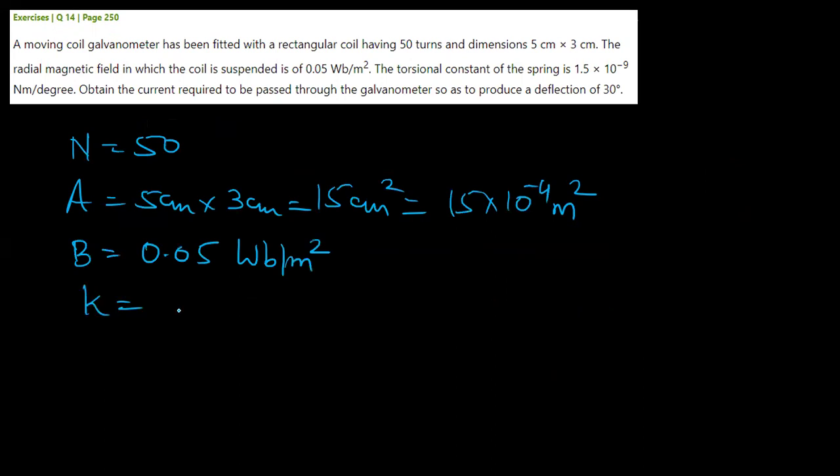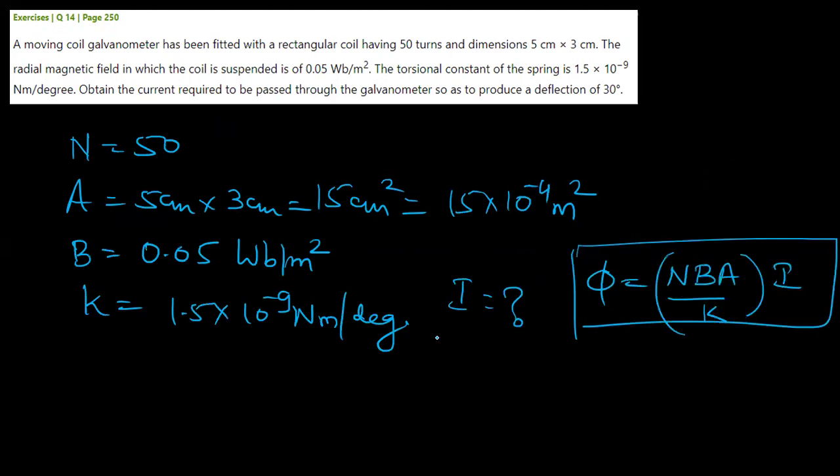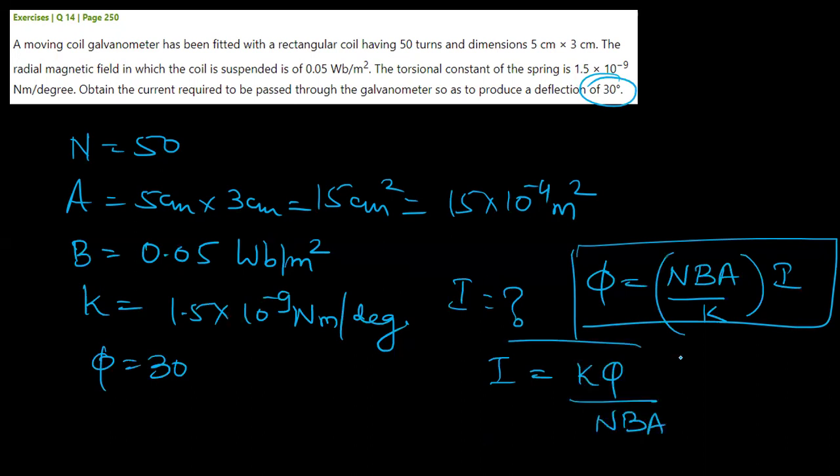The torsional constant or the spring constant given to us is 1.5 into 10 to the power minus 9 Newton meter per degree. Obtain the current value. You are supposed to find NBA upon K into I. This is the formula. Phase is given to you as 30 degrees. So phi is given as 30. So I will be equal to K phi upon NBA.